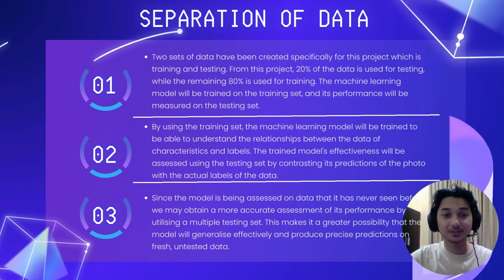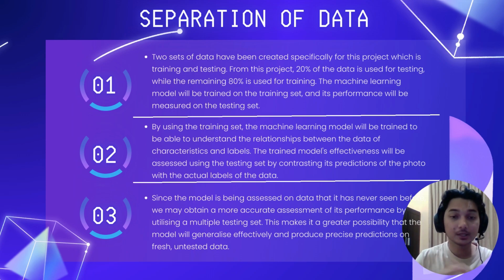The first one is two sets of data that have been created specifically for this project, which are the training and testing sets. From this project, 20% of the data is used for testing, while the remaining 80% is used for training. The machine learning model will be trained on the training set and its performance will be measured on the testing set.